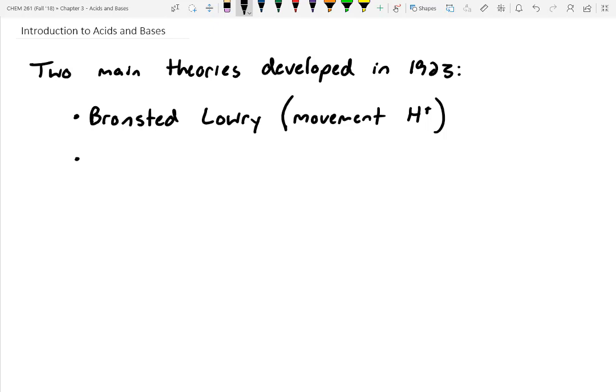All right? The competing theory was by who? Or whom, I should say. Lewis. Who is Lewis? He described the movement of electrons. Really, these are two sides of the same coin. They're both looking at the exact same phenomenon. However, Lewis's theory was much broader and all-encompassing, where Bronsted-Lowry is a bit more narrow. However, organic chemists, when they're looking at these theories, are primarily talking about the Bronsted-Lowry acid-base definition. So let's start with that.